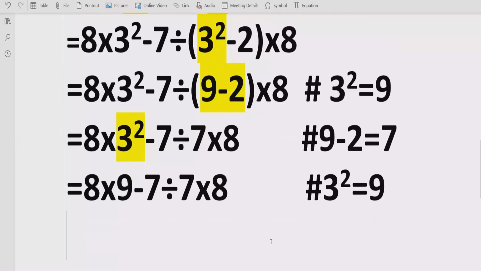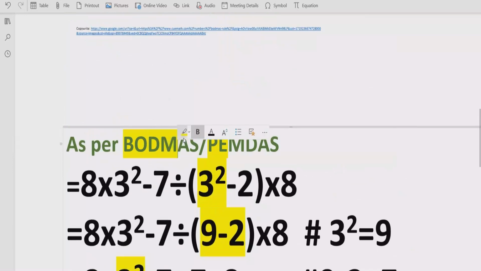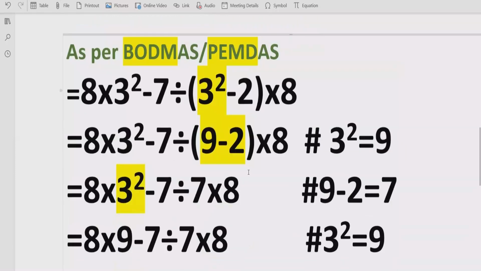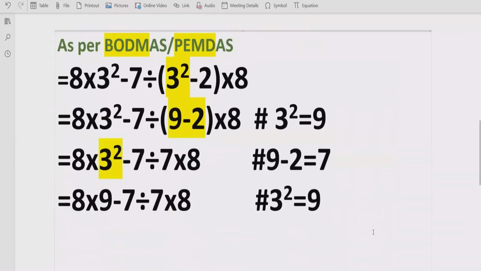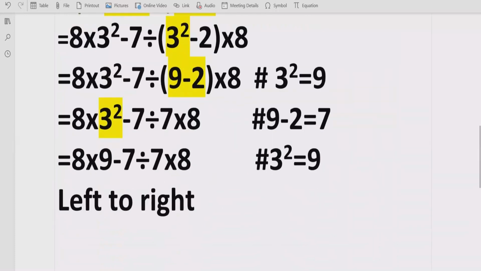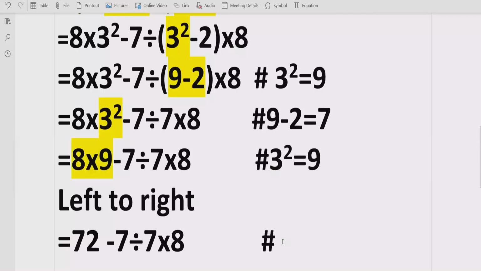Now move forward. According to the rule, now we have to solve the division and multiplication, or you can say multiplication and division. For this, we have to follow the same rule. We have to go left to right and find out which is coming first. So first we have 8 multiplied by 9. First of all, we have to solve this one. 8 multiplied by 9 becomes 72. And now again we have to write this part, divided by 7 multiplied by 8. And here we give the reference: 8 multiplied by 9 equals 72.